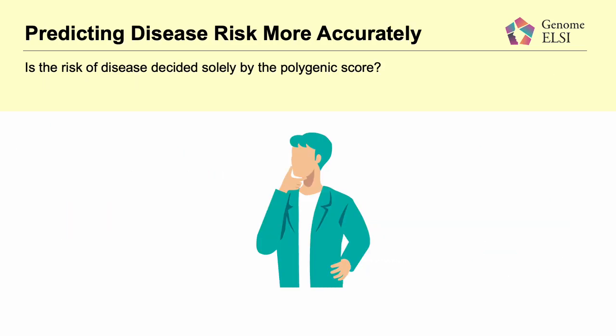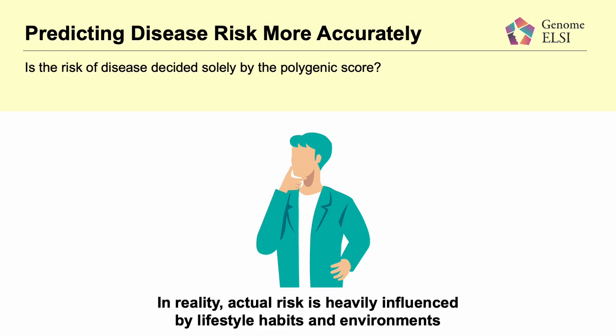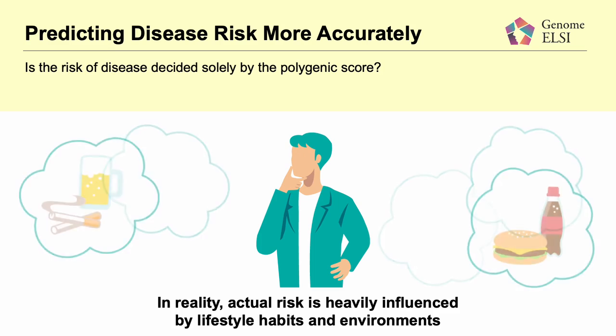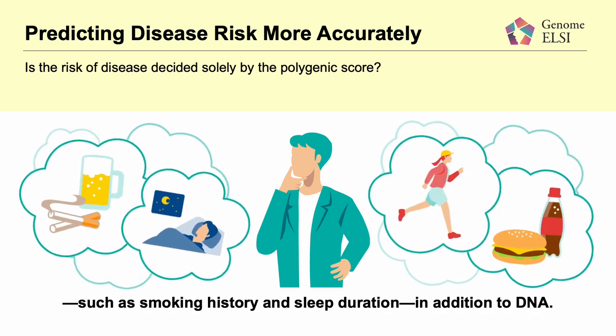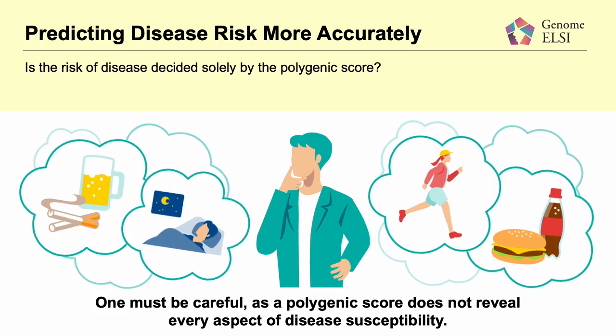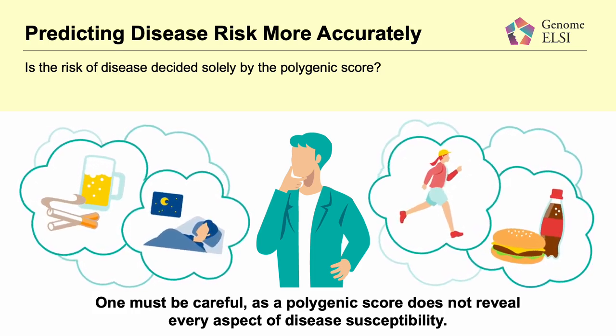Is the risk of disease decided solely by the polygenic score? In reality, actual risk is heavily influenced by lifestyle habits and environments, such as smoking history and sleep duration, in addition to DNA. One must be careful, as a polygenic score does not reveal every aspect of disease susceptibility.